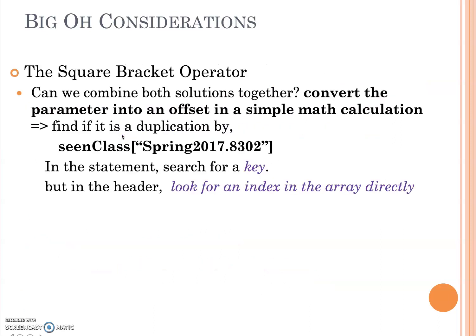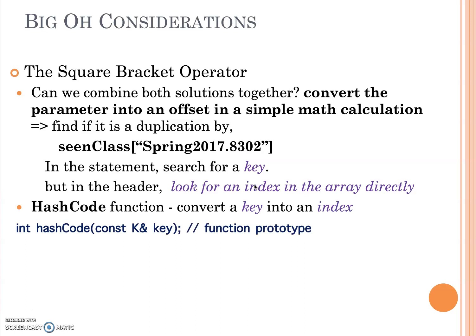That's what our hash map will do. Our hash map will find a way: you give me a key, but when I do the searching, I will try to convert our key into an index. For any array, if I have the index, the runtime is 1. That's why we call it the hashCode function.